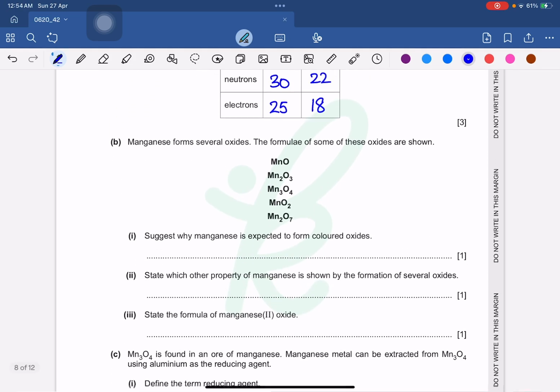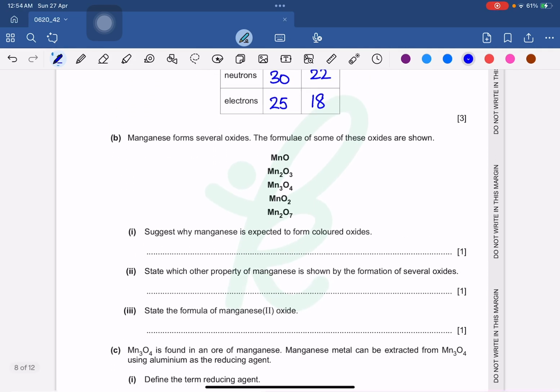Let us move on to the next question. Suggest why manganese is expected to form colored oxides. We can see that manganese can show various oxidation states, as it can combine with oxygen with different formulas. So we can say that manganese can form colored oxides because it is a transition element, and this is a property of transition elements.